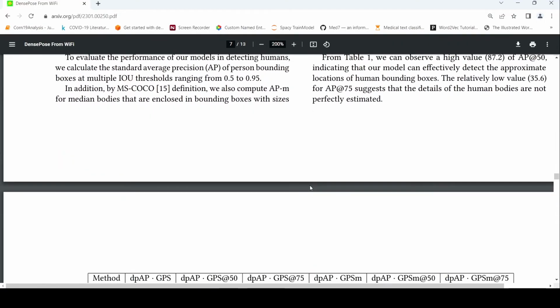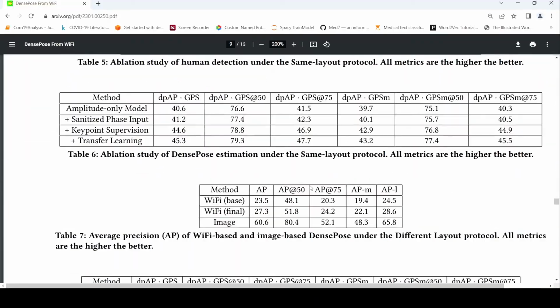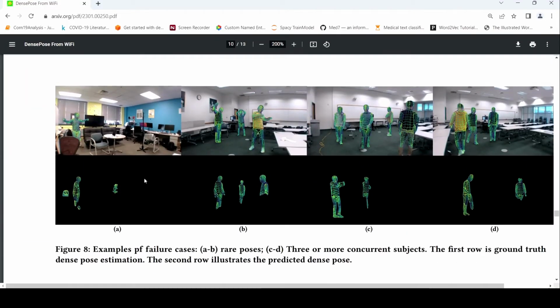Then they also show some of the cases where it fails. Let's see, I had seen an image. Yeah, so these were some of the cases where failures happened, some rare poses. If there are three or more concurrent subjects, you see that some estimation is not done over here of the keypoints and the legs and other things. In that case also, there are some failures which are happening over here.